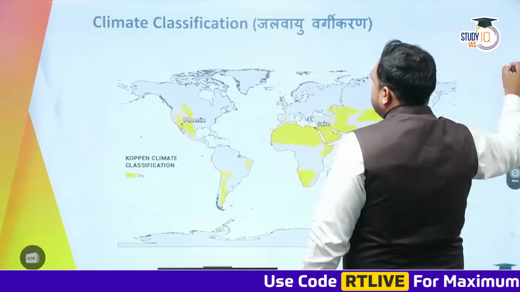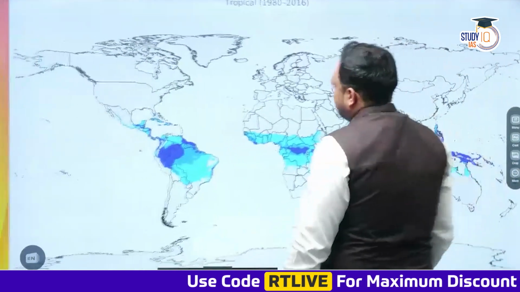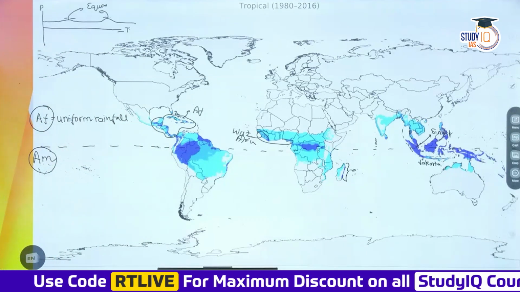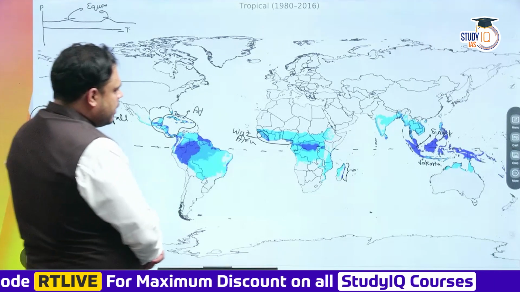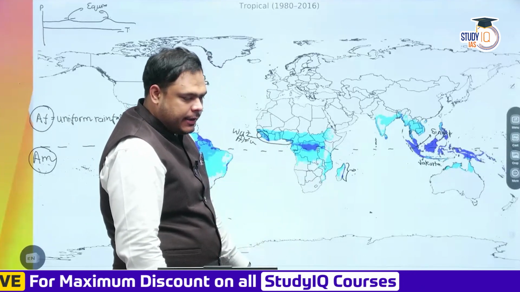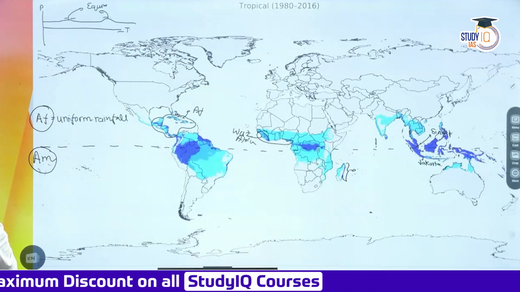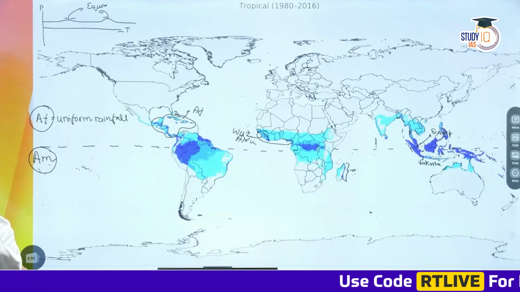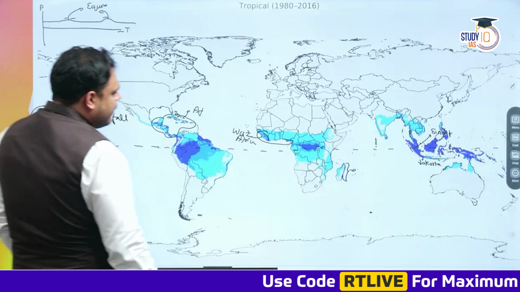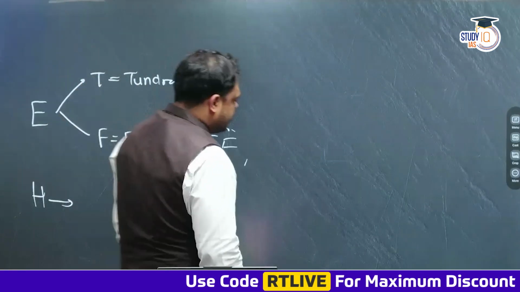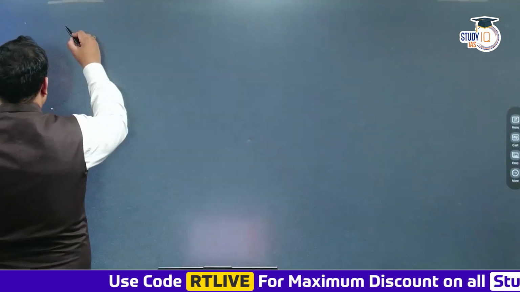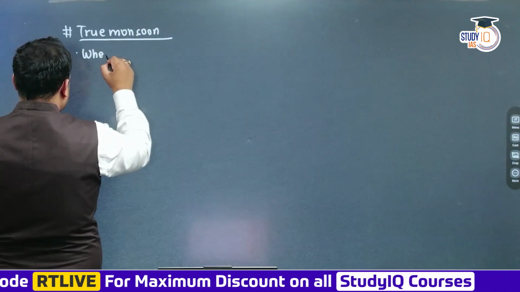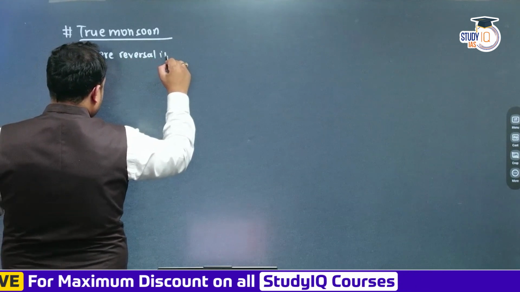Now, other than that, if we look at other types of climate in this region, let's come to the monsoonal climate, Am. Now guys, the Am type of climate is found, as you can see, where? This light blue region, slightly lighter than Af. Where is this? Mostly. Am climate is also known as the monsoonal climate. There are two types of monsoonal climates. First are true monsoons, where the reversal is more than 120 degrees.